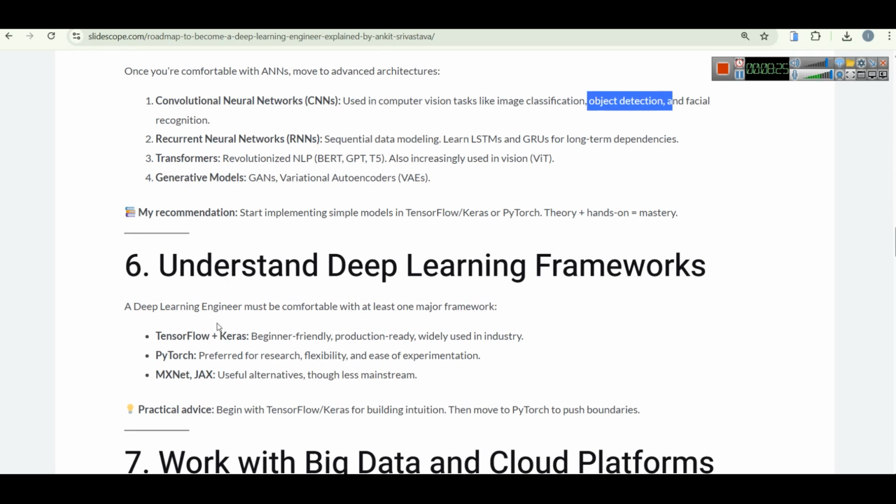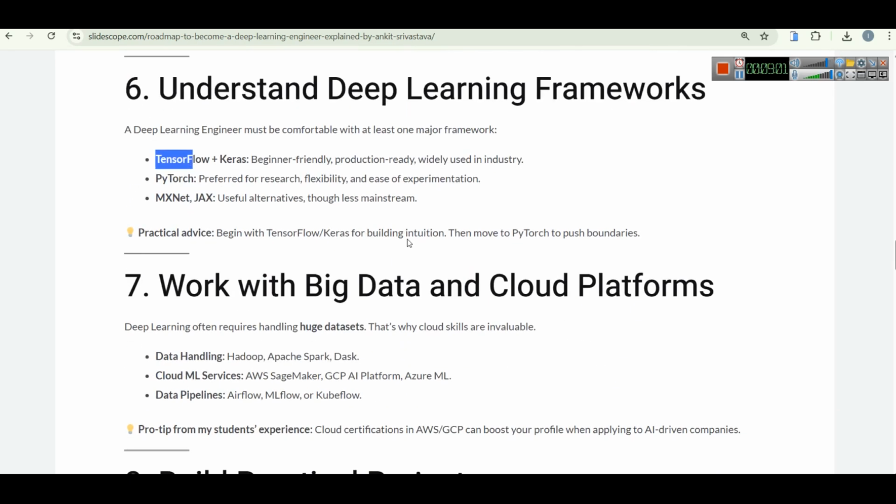Understand deep learning frameworks. A deep learning engineer must be comfortable with at least one major framework. You can either go with TensorFlow plus Keras. This is beginner friendly, production ready, widely used in industry. Then you can also choose PyTorch, that is preferred for research, flexibility and ease of experimentation, or MXNet or JAX, that is a useful alternative though less mainstream. Practical advice will be to begin with TensorFlow and Keras. Many such videos are already there on our channel and many other channels on YouTube.